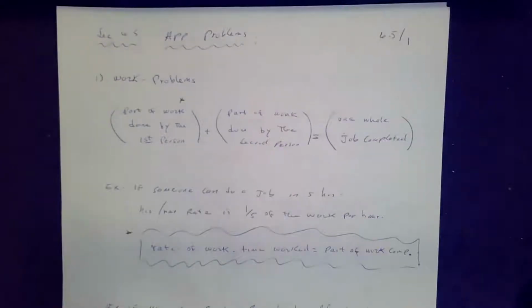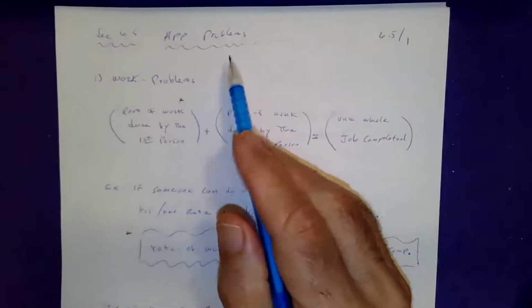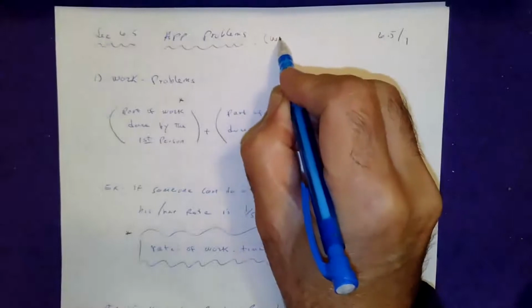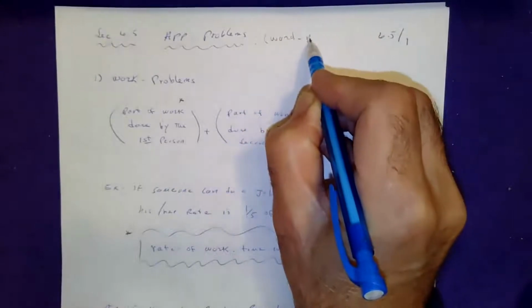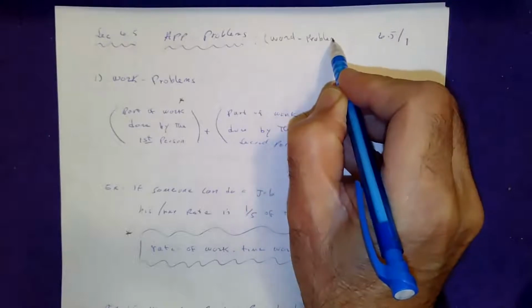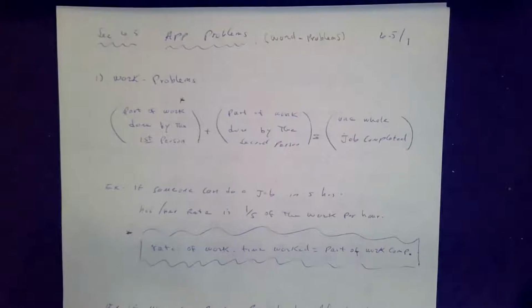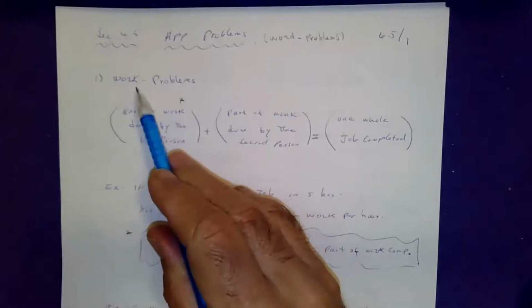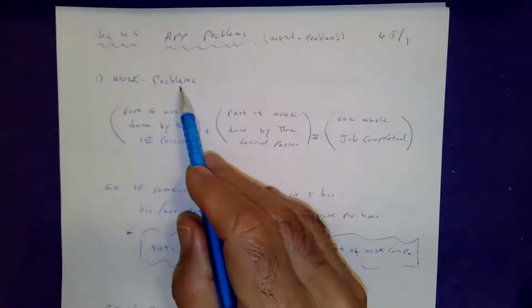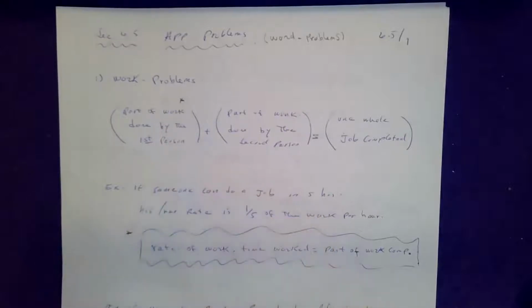Section 6.5 is about your favorite problems, application problems, commonly known as word problems, correct? So don't panic. I will go over a few examples and hopefully that will get you going. The first kind is called work problems. Basically, the formula is rate of work times time worked is equal to part of the work completed.